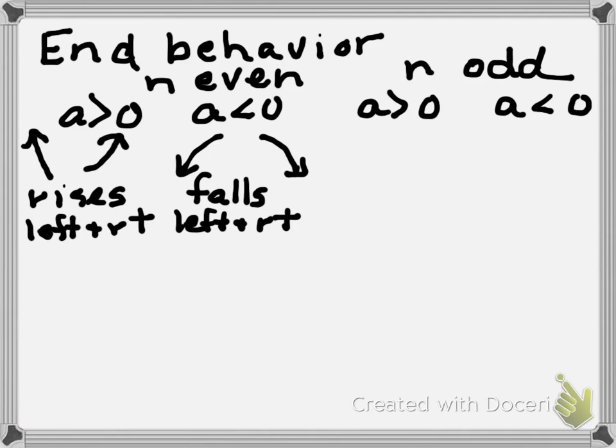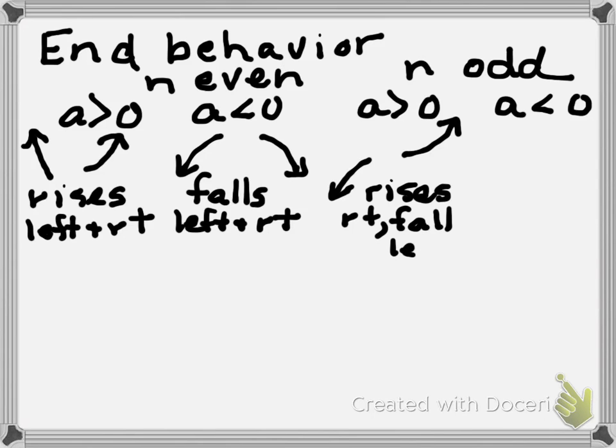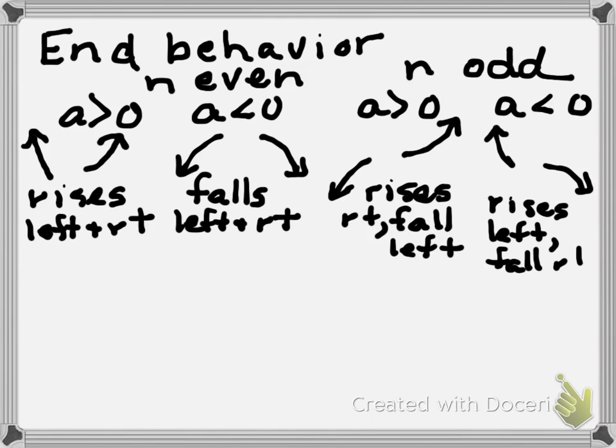If n is odd and the leading coefficient a is greater than 0, then we're going to have it rise to the right and fall to the left. If n is odd but a is less than 0, then it rises to the left, and it falls to the right.